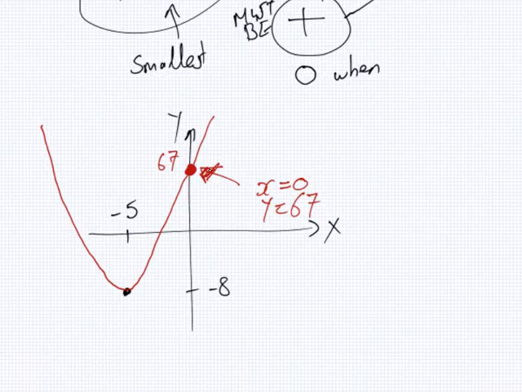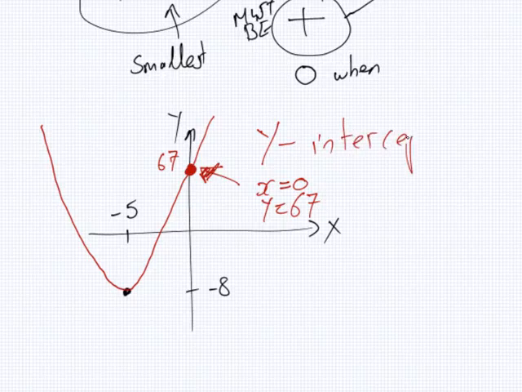Do you remember the name of this point? It's a special point. It's called the y-intercept. You forgot this name? No problem.